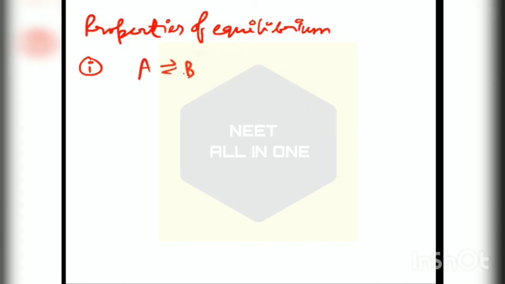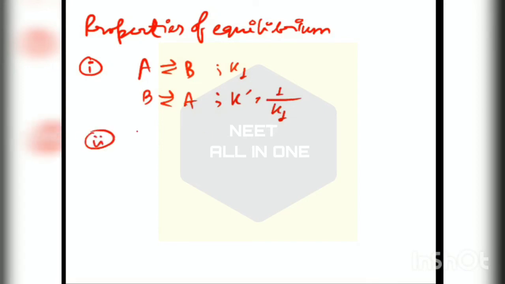That is, suppose the equilibrium constant Kc is K1. So if we reverse the reaction, what happens? Don't confuse it with thermodynamics, because these two are totally different things. It becomes 1 by K1. Now what happens if we multiply the reaction by 2? Then this K dash becomes K1 to the power 2.